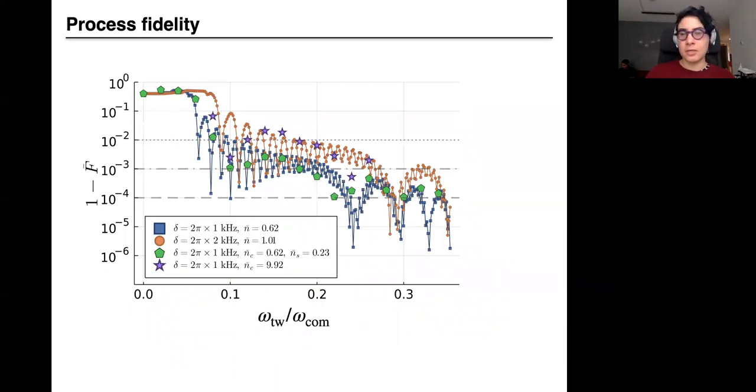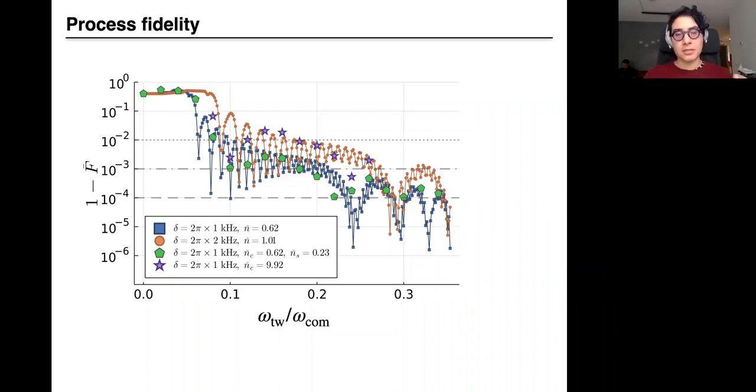So here we calculated the process fidelity of this gate as a function of the tweezer confinement, and the different curves are now the different detunings. They also include two different things. One is that we want to understand the effect of thermal phonons. So this is now the blue squares, the orange circles. The orange circle is hotter, but also the detuning is larger. So that means the gate is going to be faster.